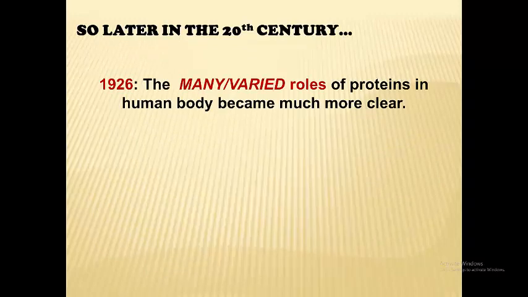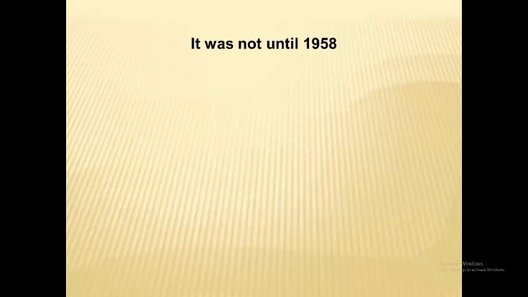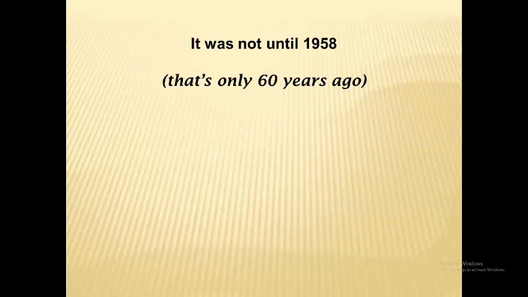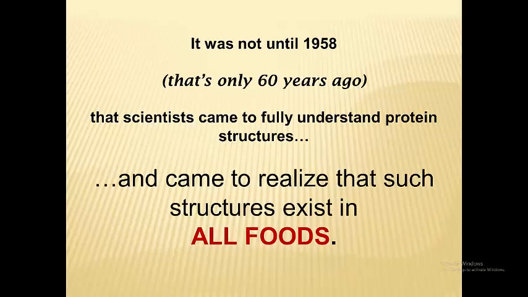So later in the 20th century, you can see here from this outline that knowledge gradually began to evolve, and we get all the way to 1949, and at this point, the first protein molecule was sequenced, or as you learned in your textbook this week, we learned that different amino acids bound together to form an entire structure, which once coiled and folded became a functional protein. It wasn't until 1958, so to my earlier point, only about 60 years ago, that scientists came to fully understand protein structures and came to realize such structures exist in all foods.